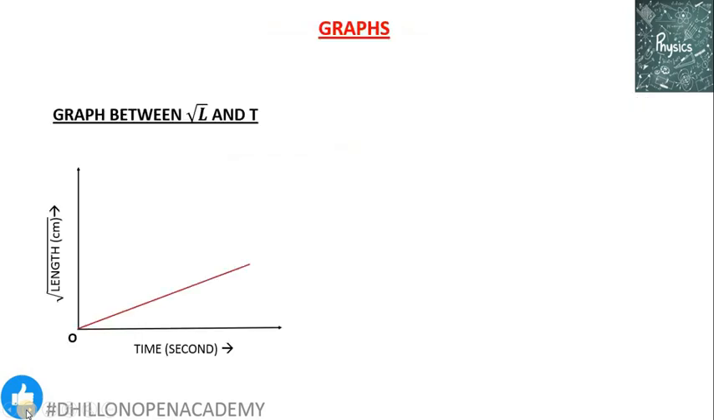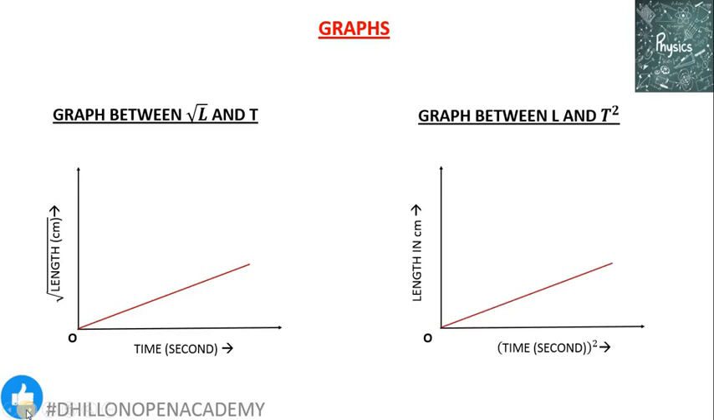If we draw a graph between square root of length and time, respectively taken on the y-axis and x-axis, or a graph between L and T squared, they will be straight lines as shown on the screen.